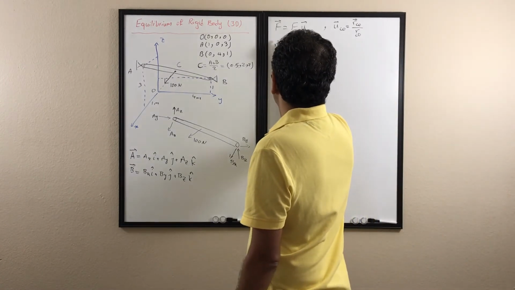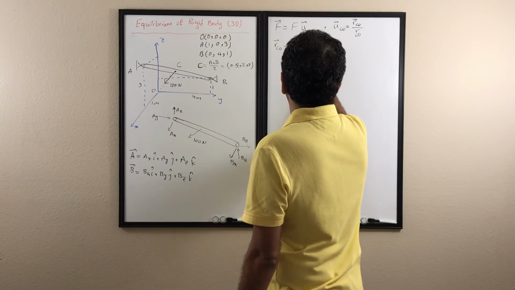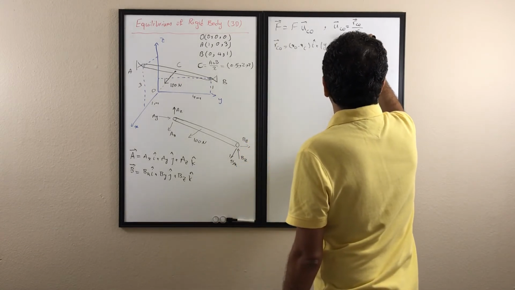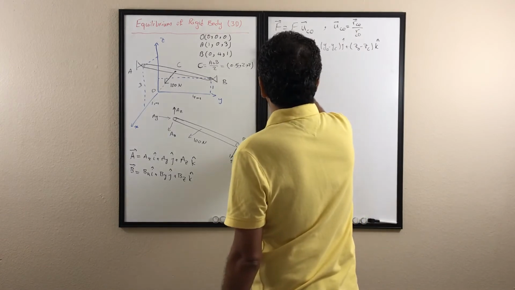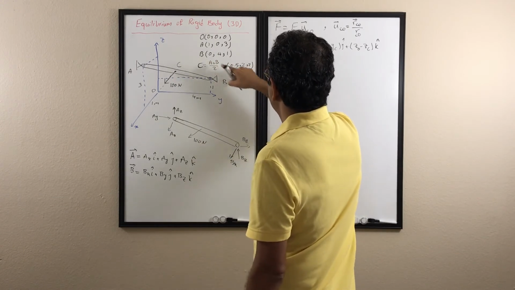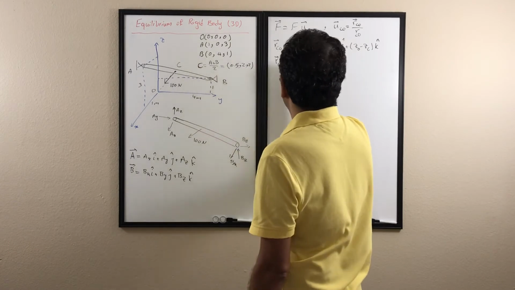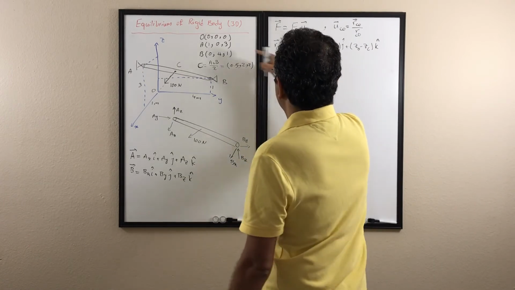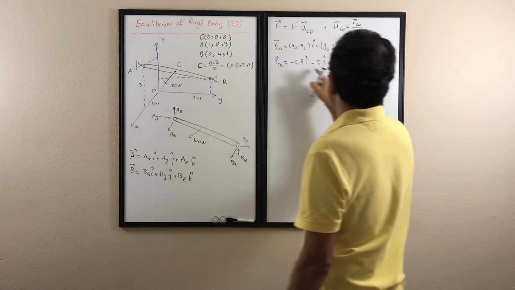So we'll start with RCO. The position vector goes from C to O, and it's going to be XO minus XC I plus YO minus YC J plus ZO minus ZC K. So then RCO is, if we go there, XO minus XC, YO minus YC, and ZO minus ZC, which gives us negative 0.5 I, negative 2 J, and negative 2 K.